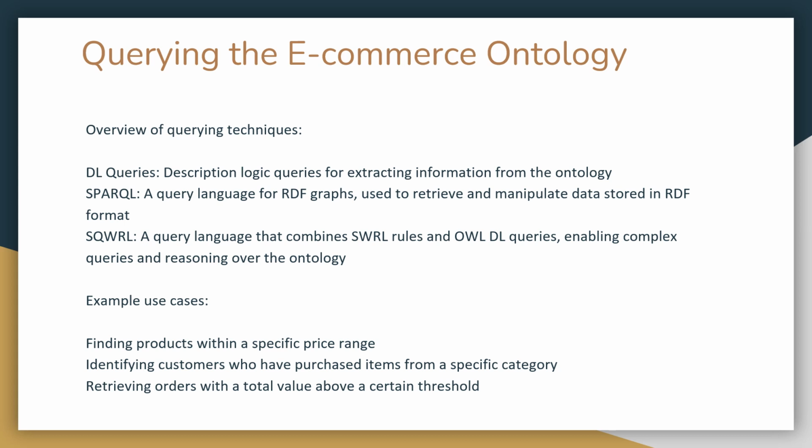Then how to query this e-commerce ontology? There I have used description logic, SPARQL and SQWRL for that. Every language has its advantages and disadvantages. Description logic queries are for extracting information from the ontology, SPARQL is used for the RDF graph to retrieve and manipulate data stored in RDF triple format, and SQWRL for more complex queries and reasoning over the ontology.